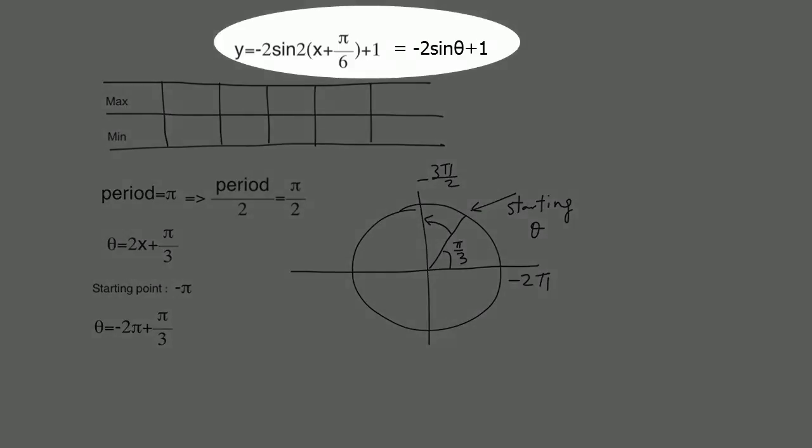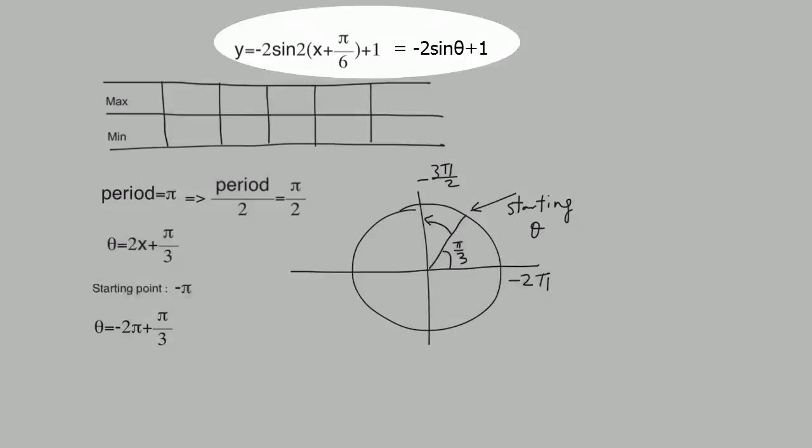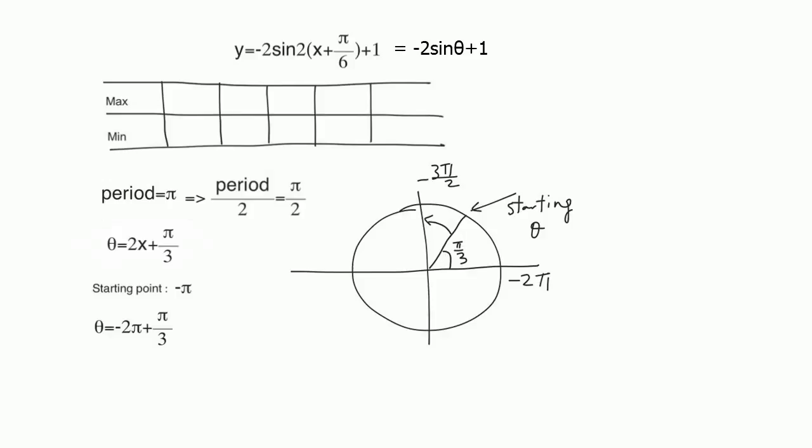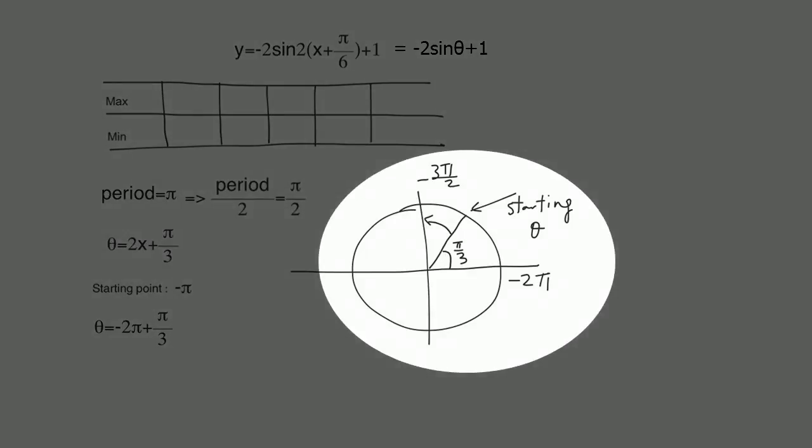Here we see that the graph is equivalent to y equals -2 sine theta plus 1, where theta is equal to 2x plus pi on 3. As theta increases from the starting point in the anticlockwise direction, the magnitude of sine theta increases. As a result, the value of y increases in the negative y direction.